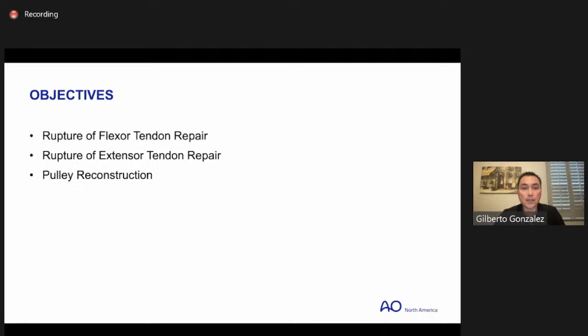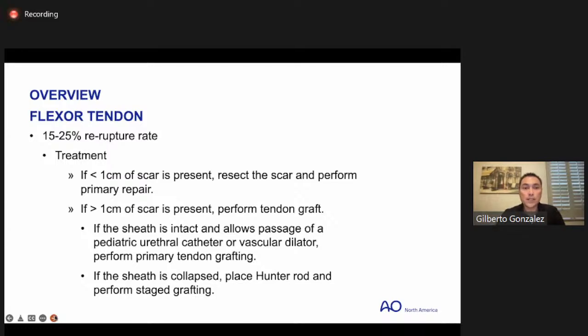Objectives for this lecture are going to be rupture after flexor tendon repair, rupture after extensor tendon repair, and tendon reconstruction. So in general, an overview: the flexor tendons can have a 15 to 25% re-rupture rate. It depends on your sources. Some of them say up to 30%. I guess the main thing here is to consider the 1 centimeter measure.